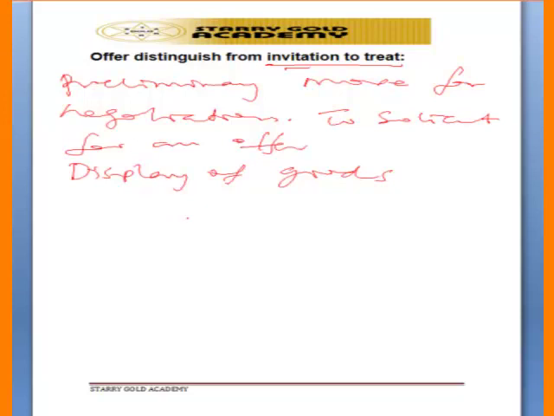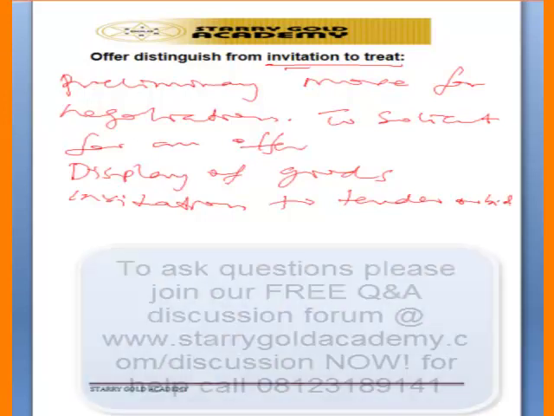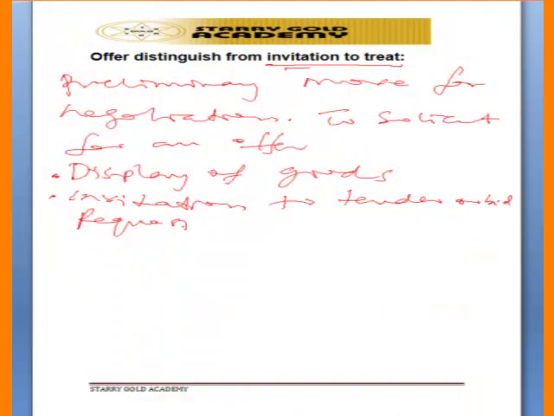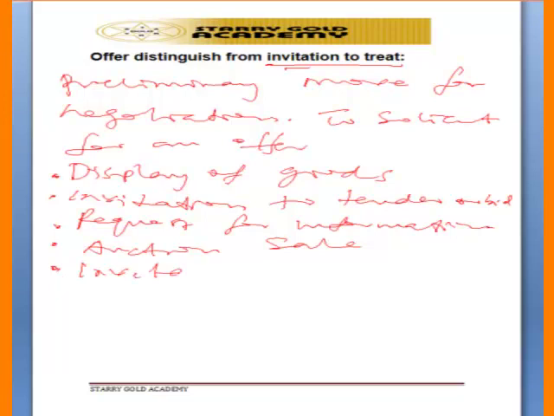Display of goods. Invitation to tender or bid. Request for information. Then auction sales. Then invitation for application. So all these are invitation to treat, is not an offer.